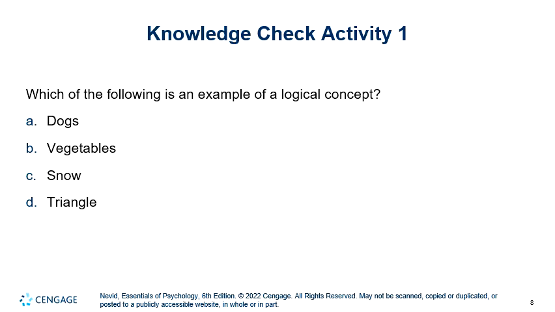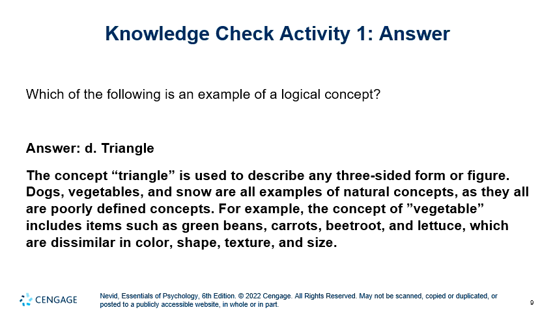And time is now up. So, what answer did you come up with? Well, if you said triangle, then you got it on the nose. The concept triangle, again, is to be able to describe any three-sided form or figure. So dogs, vegetables, as well as snow are more natural concepts, as they're all poorly defined concepts.